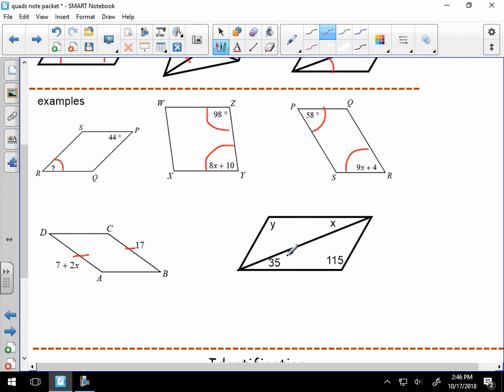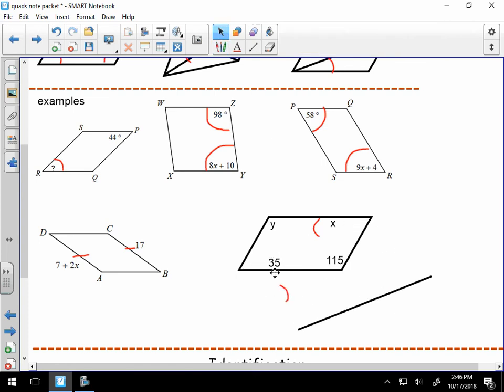Alright, here with one diagonal. I want you to be able to see these are equal. Alright, so x is 35. And if I was to be very creative, these opposite angles are equal. So y would be 115.